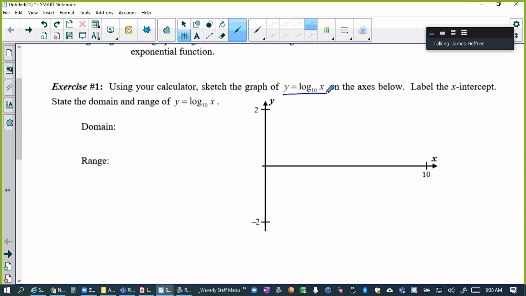So we're going to want a table of values, right? So let's get our calculator and see if we can make a table of values for this.